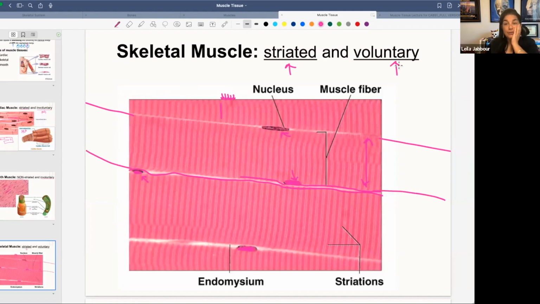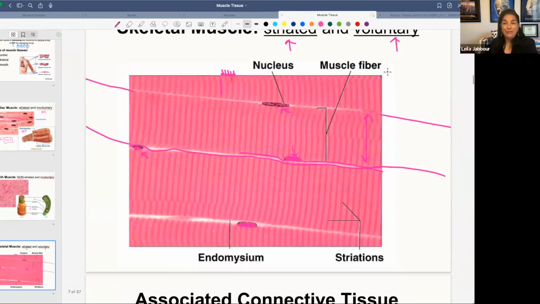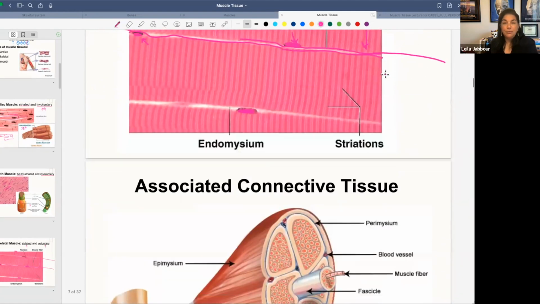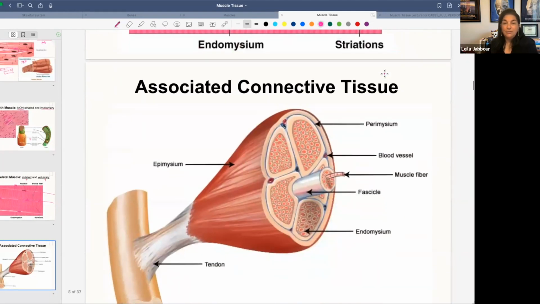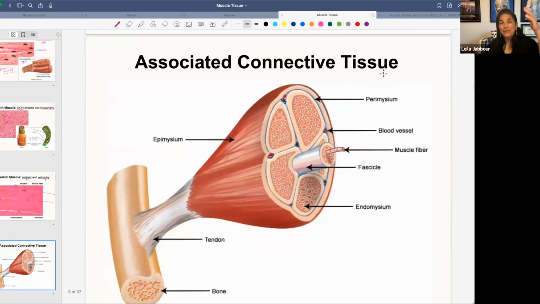And skeletal muscle is under voluntary control. You have to make a conscious decision to move your legs, to walk to the door, to raise your arm.